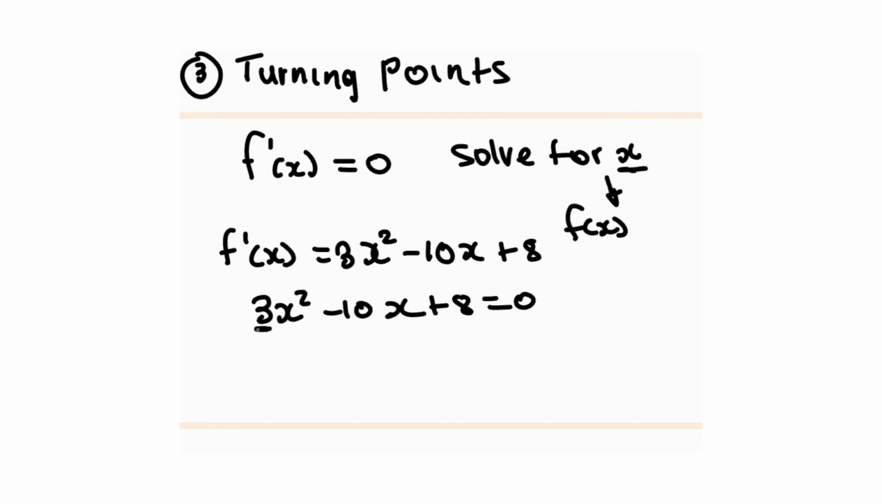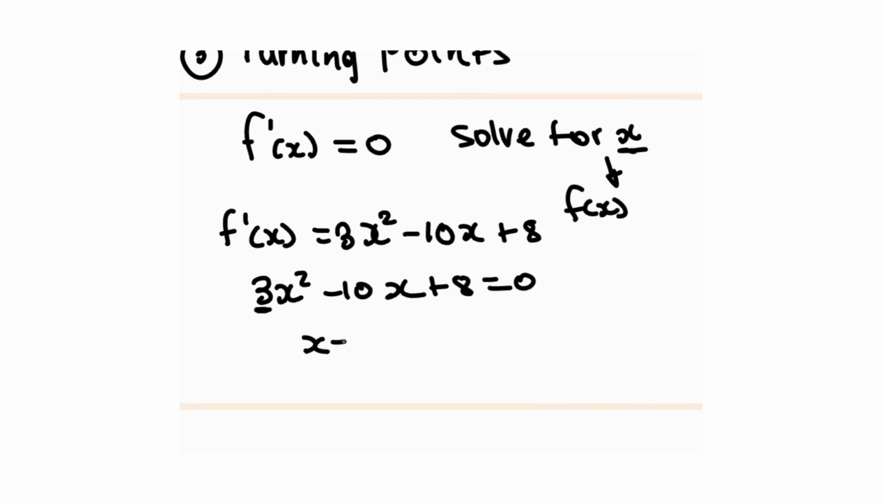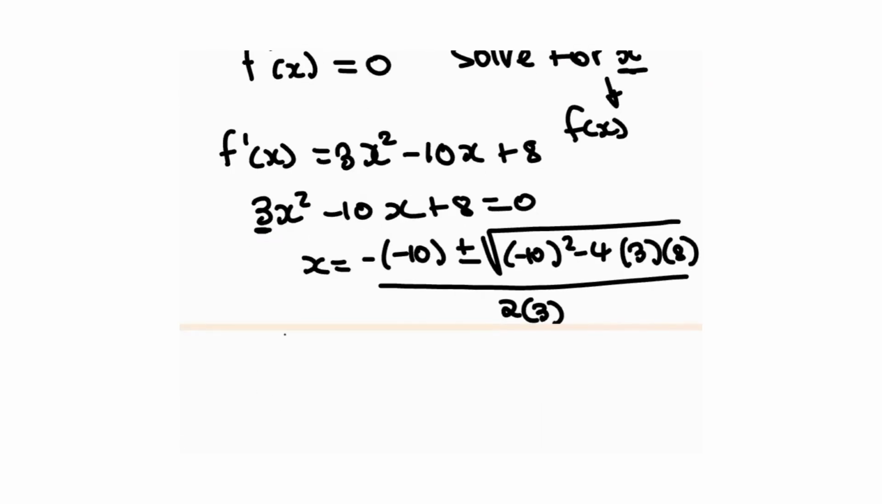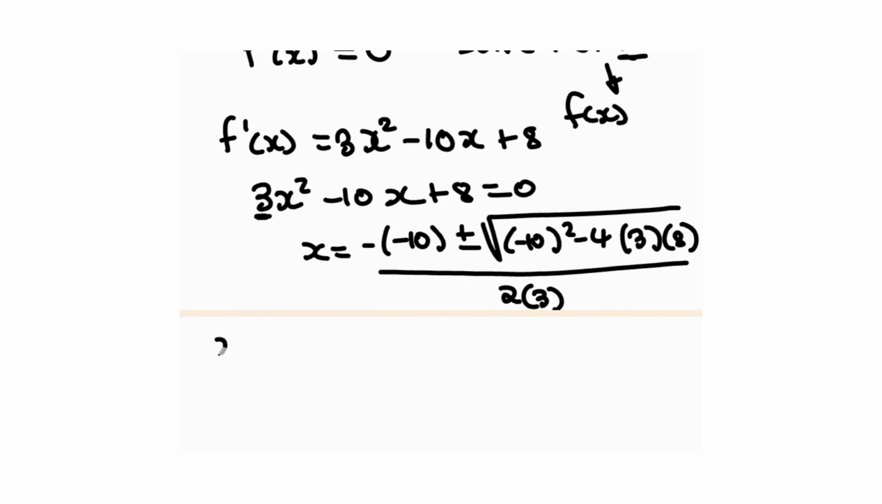Since x has a coefficient of 3, we can use the quadratic equation. x is equal to minus b, so minus negative 10, plus or minus the square root of negative 10 squared minus 4ac. Our a is 3 and our c is positive 8, all divided by 2 times a, our a being 3. So plugging this into my calculator, x is 2, or x is 4 over 3.